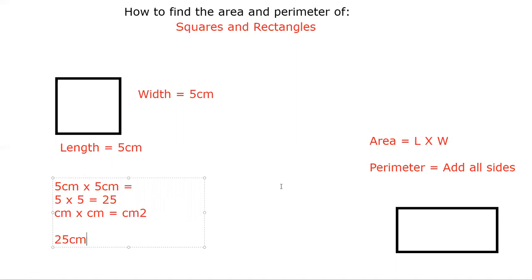Now let me draw this 2 on manually, because you may be aware the square is written as a small 2 in the top right hand corner of the number. So that's how we express squared. So our answer for the area is 25 centimeters squared. So I'm going to put that over here, and then we are going to look at the perimeter.